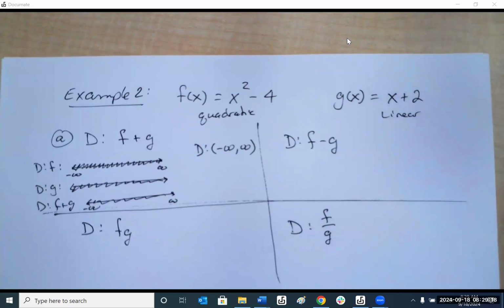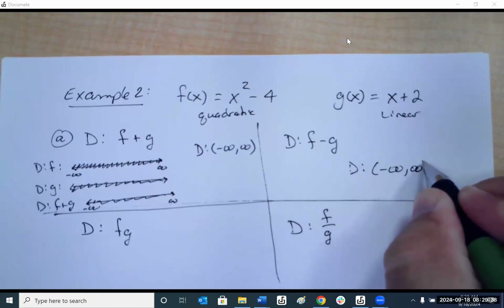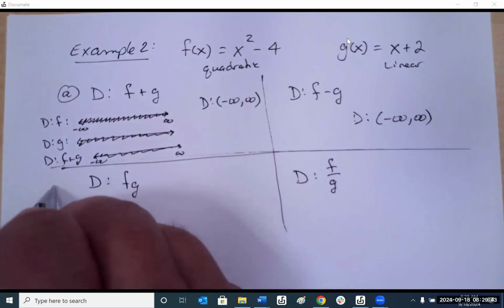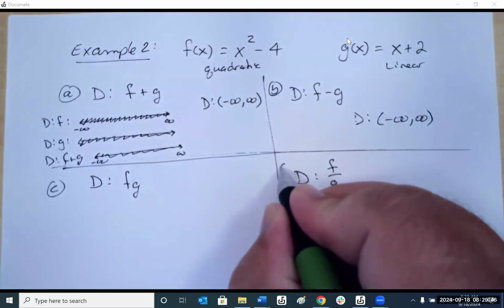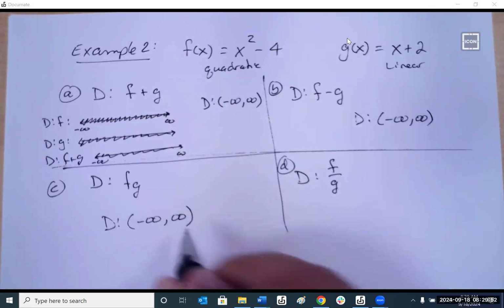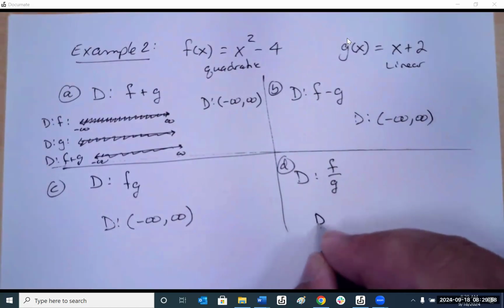How about f minus g? In this f and g, they don't change, so would the domains not be negative infinity to positive infinity, if all we're doing is that? Yep, that's what's going to be in this one, because the functions themselves, as you said, don't change. So the third one, C, is going to be what? The domain is negative infinity to positive infinity. And then the last one, what's the domain?